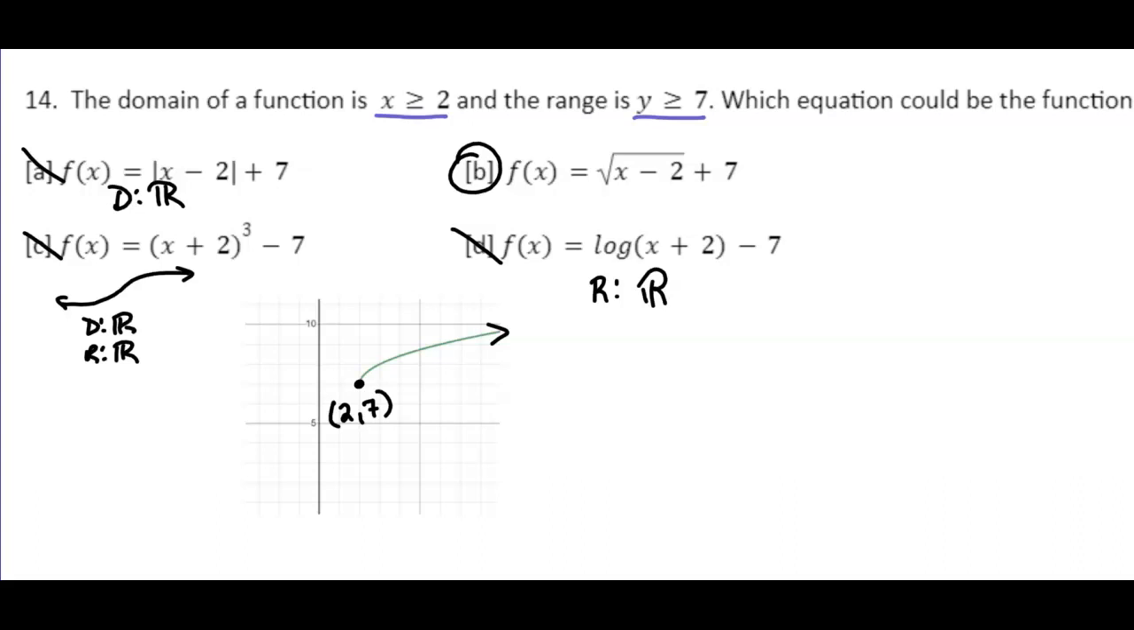If you sort of draw a little vertical line down that point, let's talk about our domain. All of my graph is to the right of that x value. That x value is 2. So that means my domain is x is greater than or equal to 2. So far so good. Then if we look horizontally, all of my graph is above that y value, and that y value is 7, which means that my y's are greater than or equal to 7. Again, exactly what we wanted. So for that reason, B is the choice.